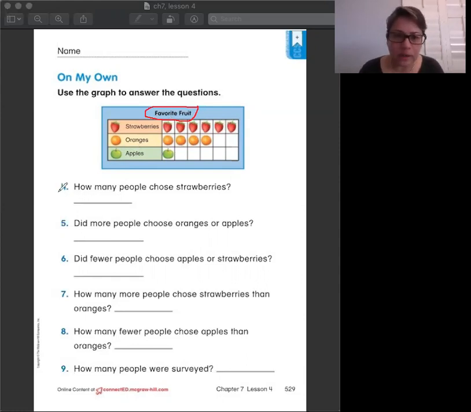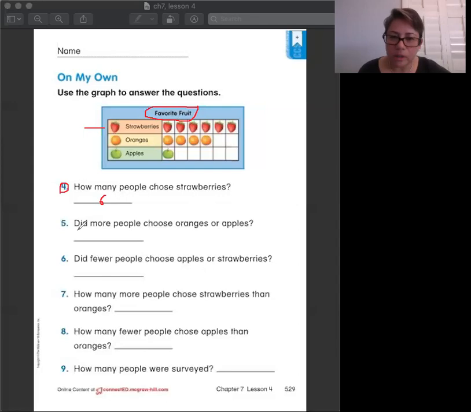All right, so let's get started. Number 4, how many people chose strawberries? Okay, so you come here, you find the strawberry row, and then you count the strawberries. All right, so 1, 2, 3, 4, 5, and 6. So 6 people chose strawberries.